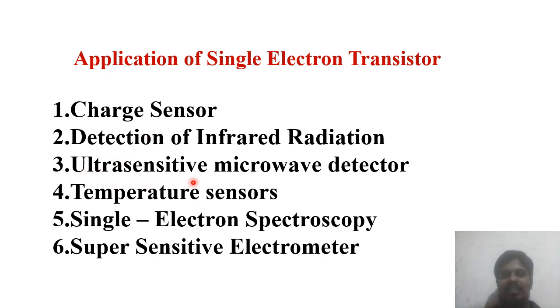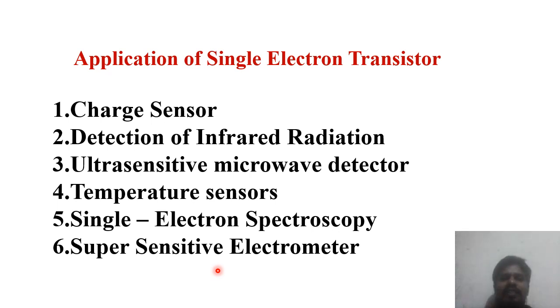Then it can be used as an ultra sensitive microwave detector. Microwaves, you know, have a wavelength from around 10 centimeters to a few kilometers. Those can be detected using the single electron transistor. Then the next one, it can be used as a temperature sensor. The last points: single electron spectroscopy, and nowadays we are using the single electron transistor as a super sensitive electrometer.